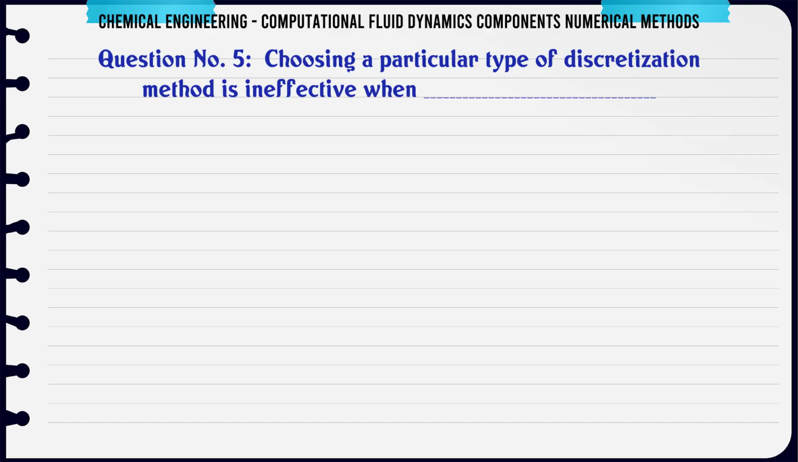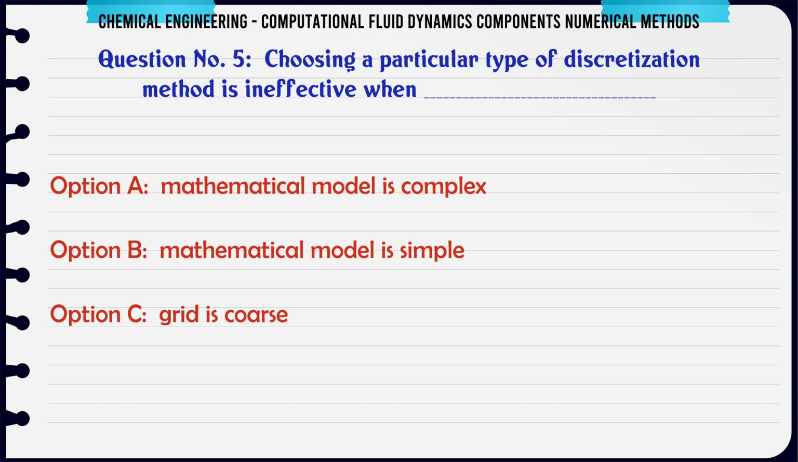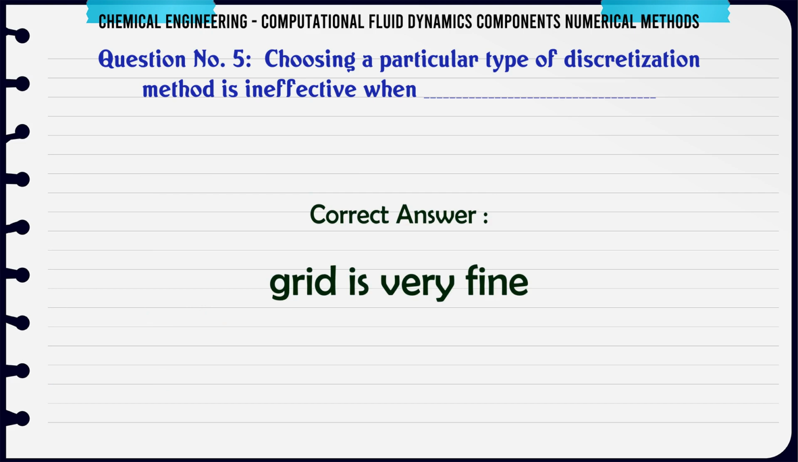Choosing a particular type of discretization method is ineffective when A. Mathematical model is complex. B. Mathematical model is simple. C. Grid is coarse. D. Grid is very fine. The correct answer is grid is very fine.